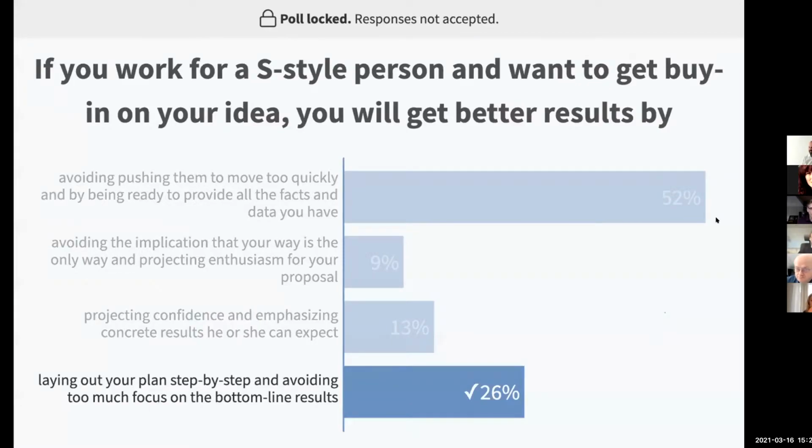The choice that half of you made was avoiding pushing them to move too quickly and being ready to provide all the facts and data you have. Yes, this is right, but there is one style who wants it even more than S. And you can guess one more time who it can be. This is C people. But laying out your plan step by step and avoiding too much focus on the bottom line results is reducing a lot of tension and helps S, steady people, really a lot. This is even more relevant than the first one. But the first one is also not wrong, it just fits even better to C people.